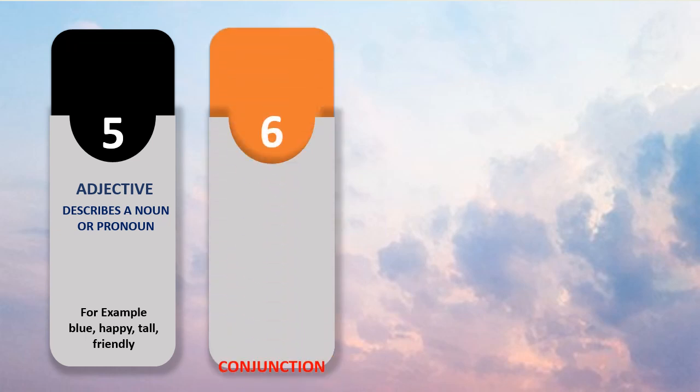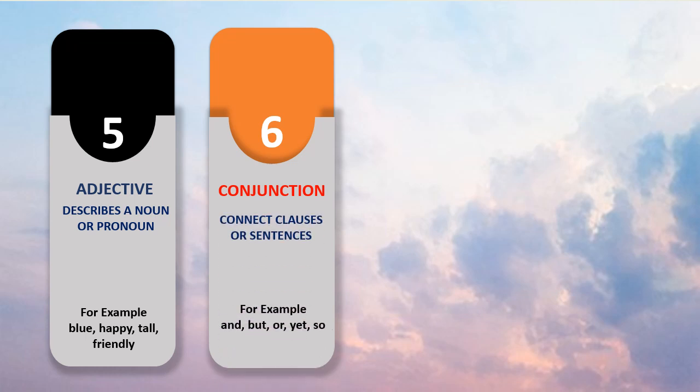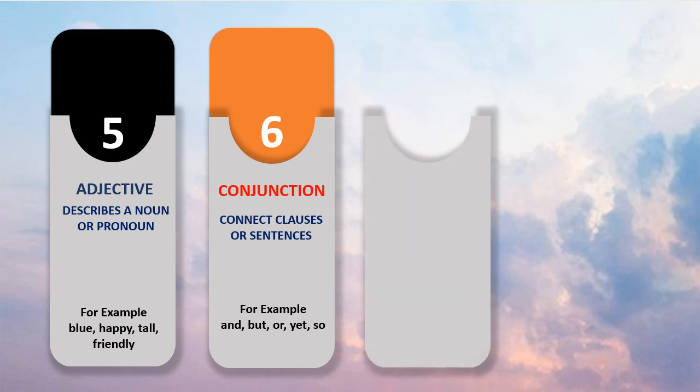Next, we have conjunctions. These are the connectors of language, linking words, phrases, or clauses together. They help us combine ideas smoothly. Common examples include and, but, or, yet, and so. For instance, I love learning about grammar, but I need to practice more.